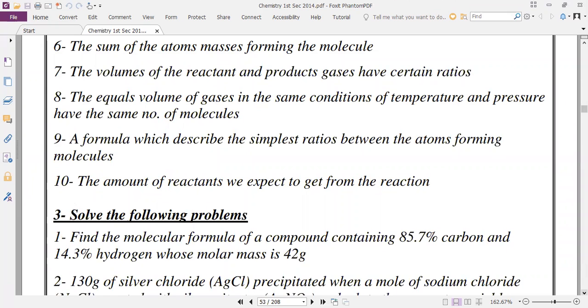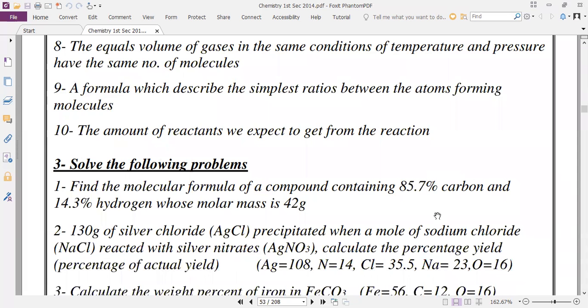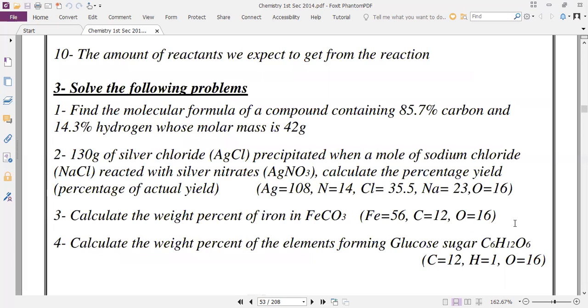Number 6. Molecular mass. Good. Number 7. Gay-Lussac's law. Excellent. Number 8. Avogadro's law. Lovely. Number 9. Empirical formula. Excellent. Okay, number 10. Theoretical yield. Excellent. Theoretical, because the amount of reactant we expect. With the word expect meaning theoretically. Okay.